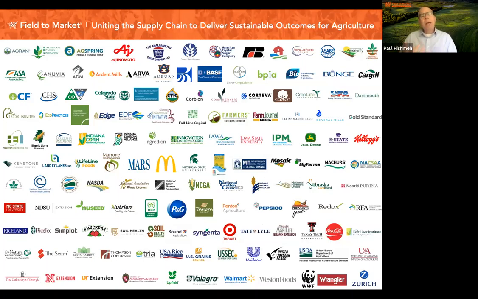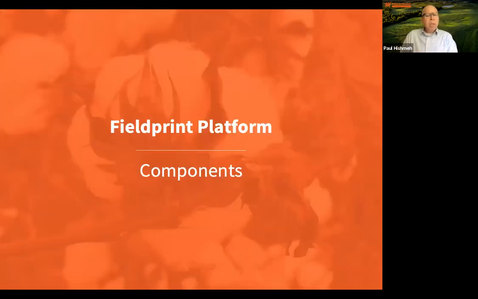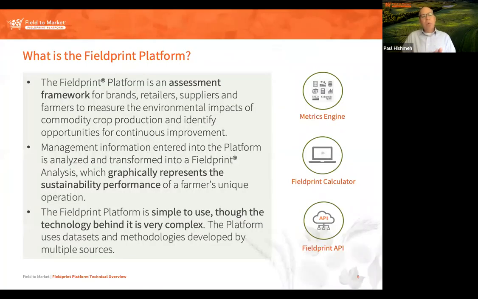And what's important about that, if you look at the governance of Field to Market and how we drive the program as a whole, it's sector balance. So each of those components or sectors of the supply chain have a say in the program development, have a vote, participate in the committees, and so forth. And that's really important to how our sustainability program develops and unfolds in a way that brings value to everyone involved. So this now dives right back into looking at the Fieldprint platform.